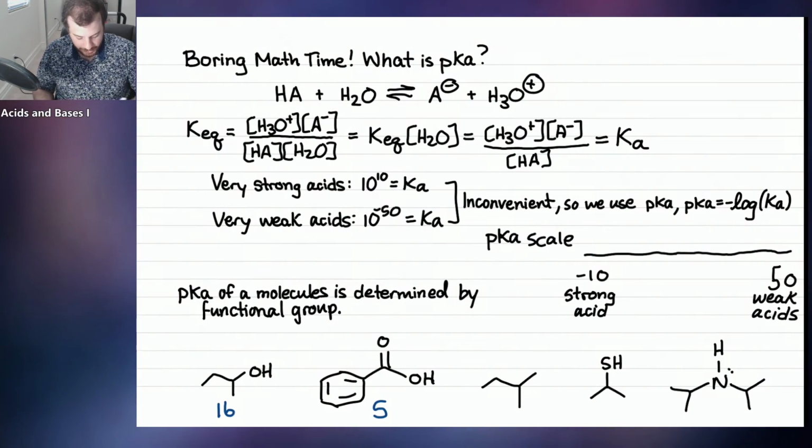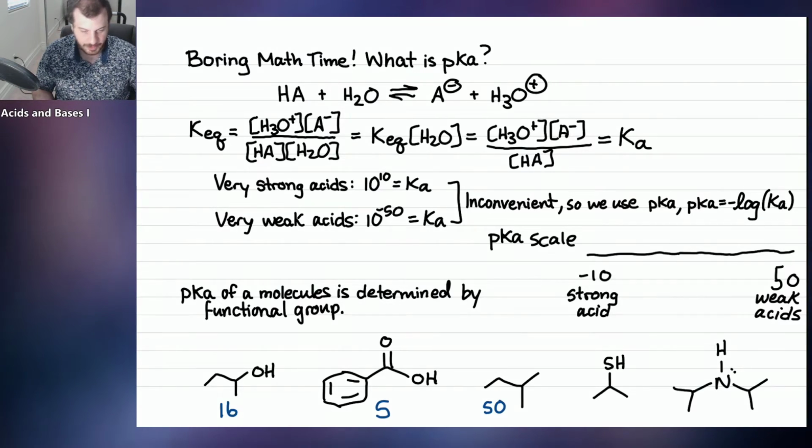Now, you may be wondering, do you need to memorize the pKa table? I strongly encourage you do. I strongly encourage you actually memorize all the values on the pKa table. Now, of course, in the exams, those are open notes, so I can't really control for that. But I encourage you to memorize the pKa table. There's not that many.